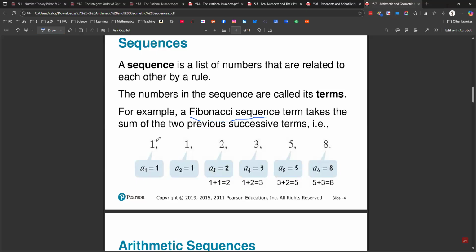So the sequence goes 1, this is the first term, 1 is the second term, 2 is the third term, 3 is the fourth term, 5 is the fifth term, and 8 is the sixth term. So you may see the pattern. How are we getting each one? You're given these two values, and then to get to the next one, you take the two previous ones and add them together. So 1 plus 1 is 2. To get to A4, we're going to have 2 plus 1, which is 3. To get to A5, we're going to have 3 plus 2, which is 5. To get to A6, we're going to have 5 plus 3, which is 8, and so on and so forth.